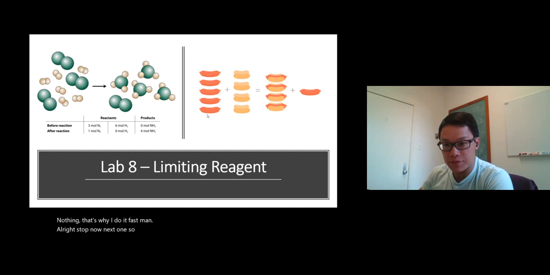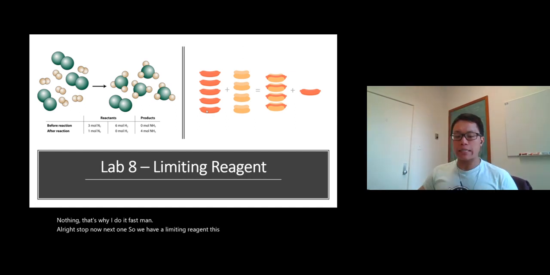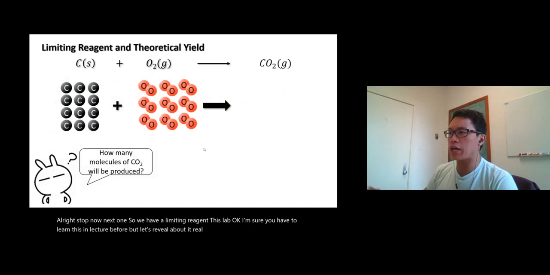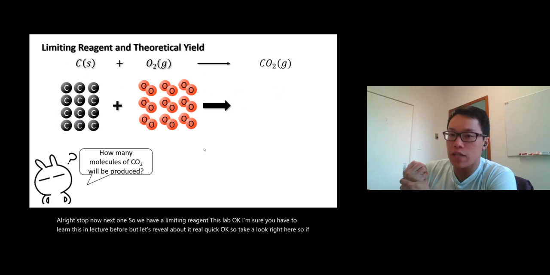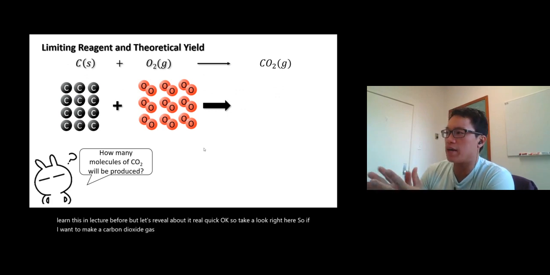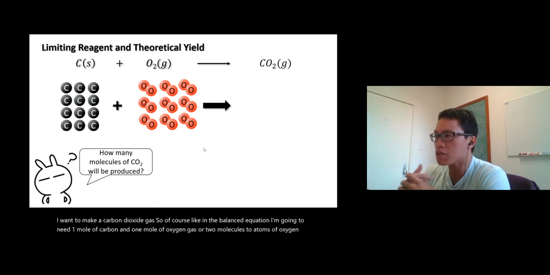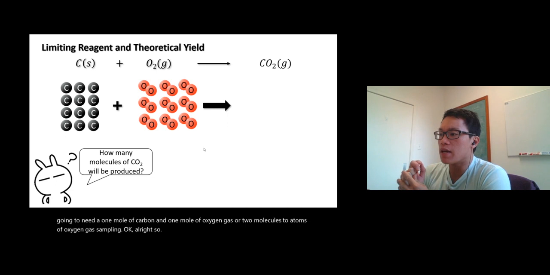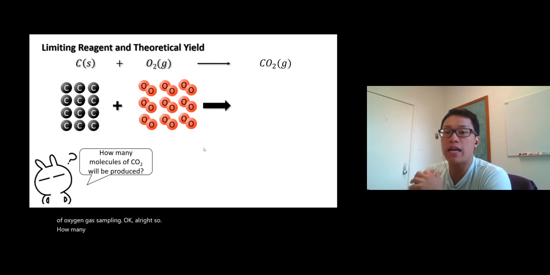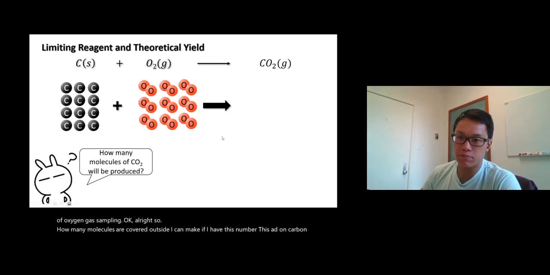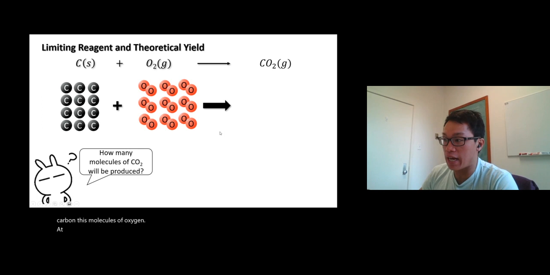So we have a limiting reagent lab. I'm sure you have learned this in lecture before, but let's review it real quick. Take a look right here. If I want to make carbon dioxide gas, then in the balanced equation I'm going to need 1 mole of carbon and 1 mole of oxygen gas, or two atoms of oxygen, same thing. How many molecules of carbon dioxide can I make with these atoms of carbon and molecules of oxygen? Pause the video and let me know.